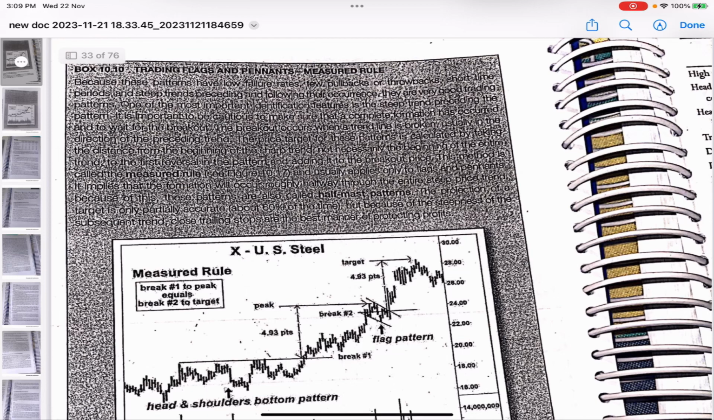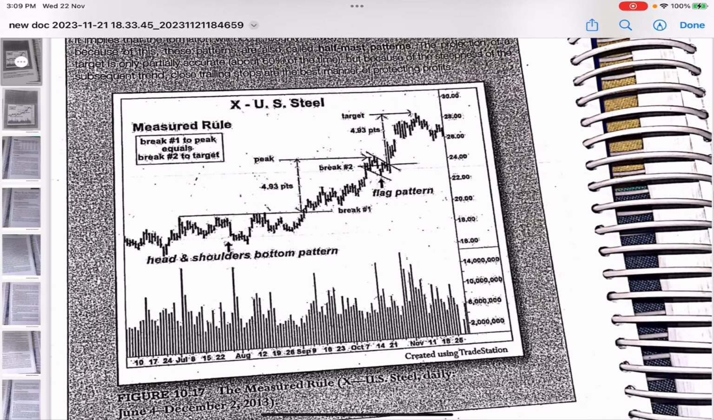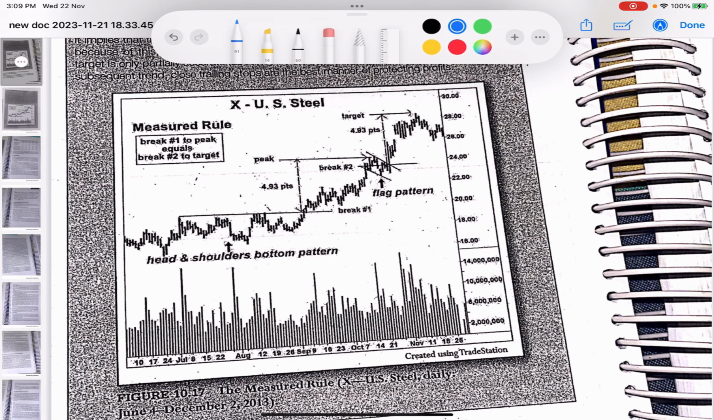Now let me see what's there in the box. So in the box you can see that patterns are given, and half mast formations. What are half mast formations? Half mast formations are flags and pennants only. Here they have just given the examples of the trades in US Steel. If you look at this, this is a head and shoulders and it has been broken and it went. So this was a continuation pattern. And then here you can see that there is another pattern which broke, and again there's a continuation.